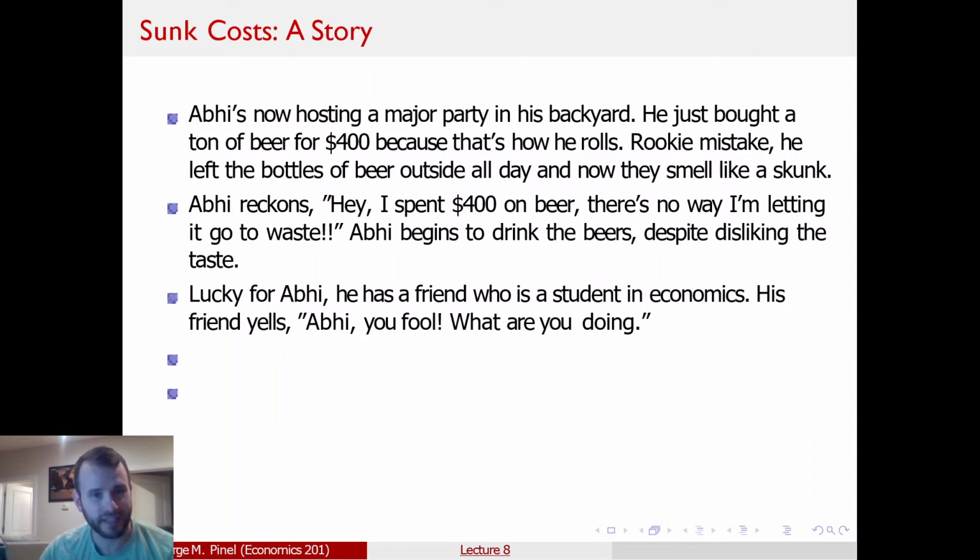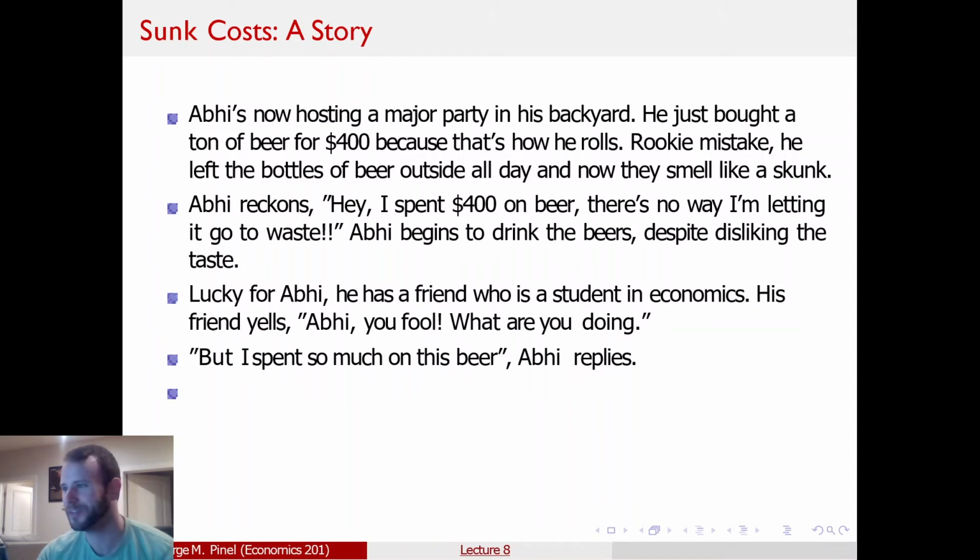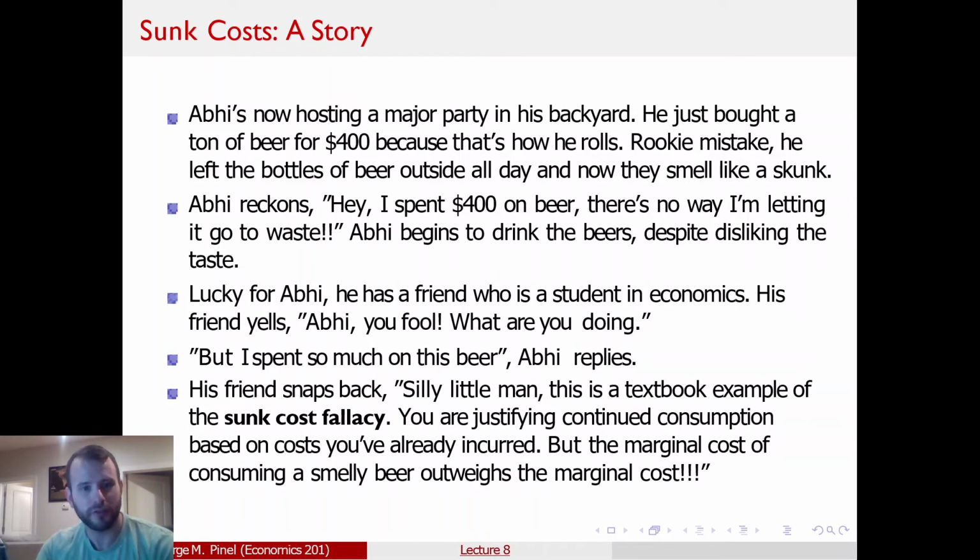Lucky for Abby, he's got a friend who studies economics. And his friend goes, hey, Abby, what are you doing? Think about what you're doing, you meatball head. You're consuming something that you do not like just because you spent money on it. It doesn't make sense. He goes, but I spent so much money on this beer. No. Abby's a silly little man.